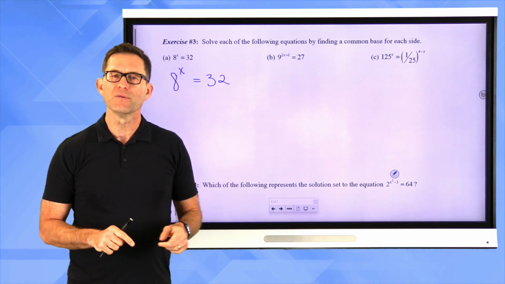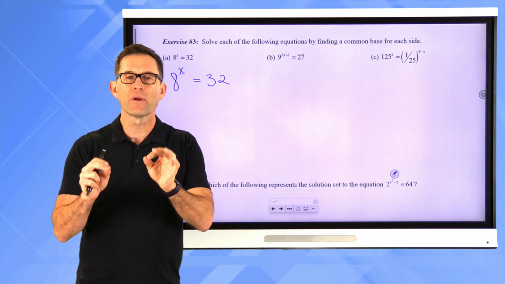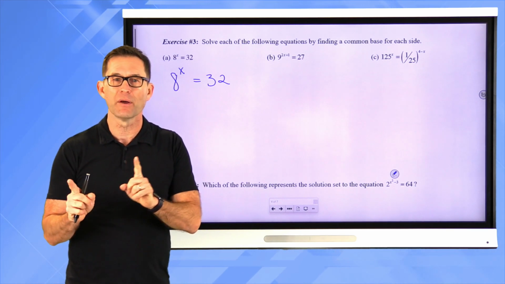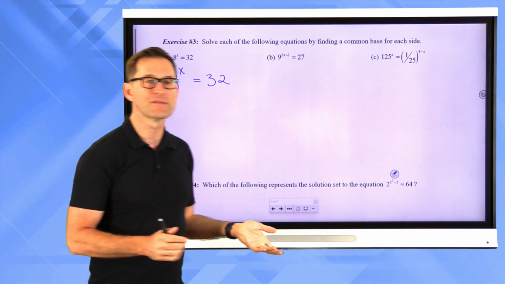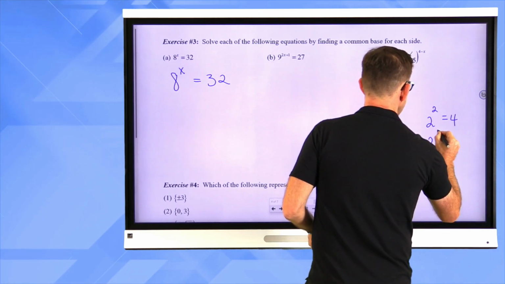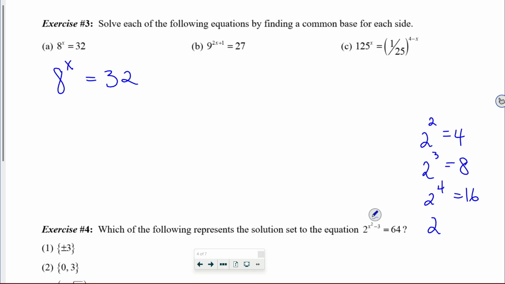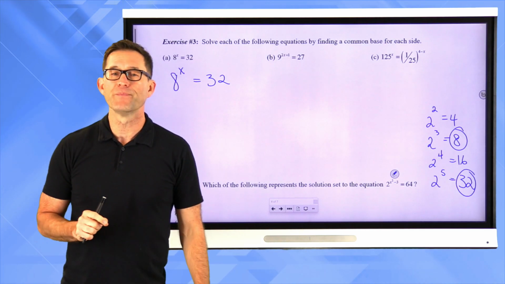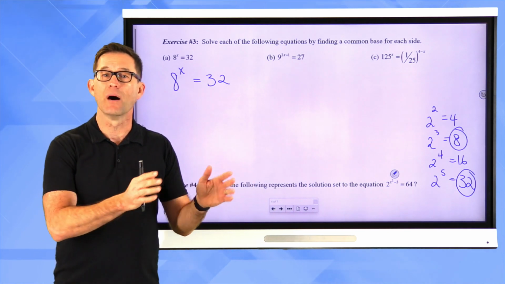So now what we want to do is think about the numbers 8 and 32 and whether or not each one of those could be written as a common base. Well, one thing we definitely should know is that 2 to the third is 8. 2 to the second is 4, 2 to the third is 8, 2 to the fourth is 16, 2 to the fifth is 32. And look at that, right? Both the number 8 and the number 32 can be written as 2 raised to some power.